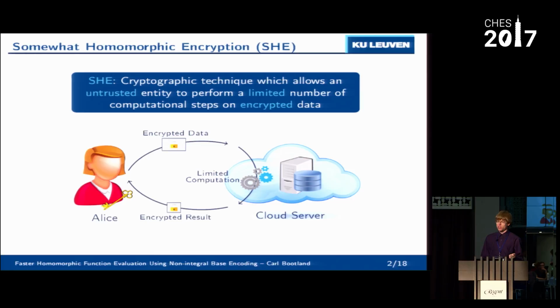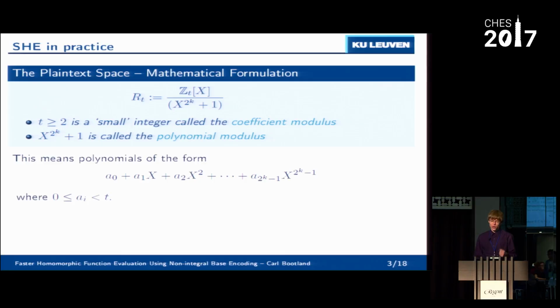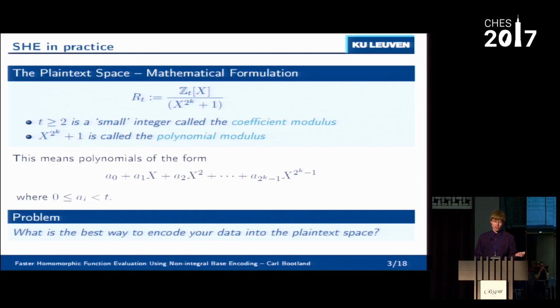In all practical SHE schemes, the plaintext space looks like this. It's polynomials in X, where we reduce modulo a coefficient modulus t, which is some relatively small integer, and we also reduce by a polynomial modulus x to the power 2 to the k, plus 1. So in practice, what does this mean? Well, it's polynomials of degree at most 2 to the k minus 1, where the coefficients are between 0 and t. Of course, our data is not of this form, so we have to encode our data into the plaintext space. And the problem is, what is the best way of doing this?